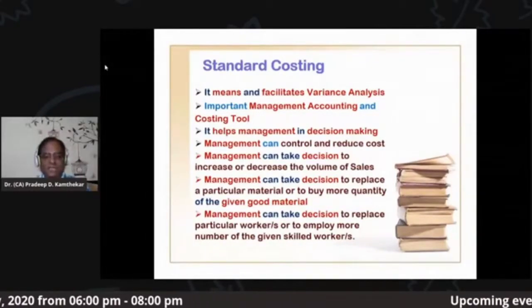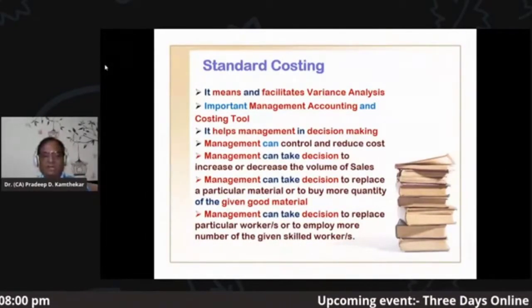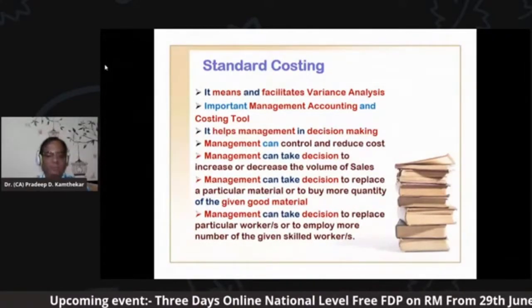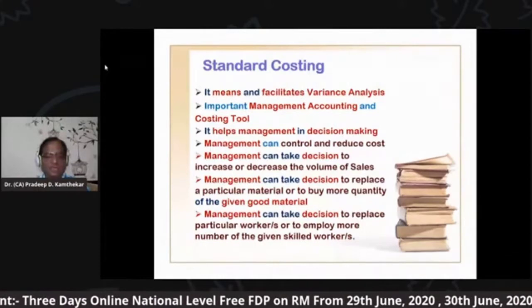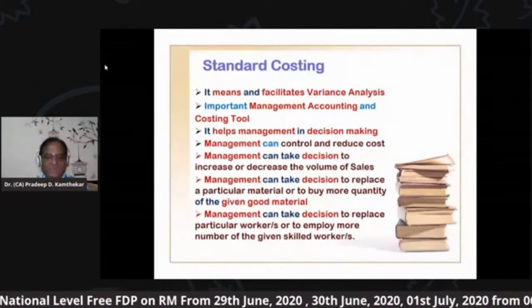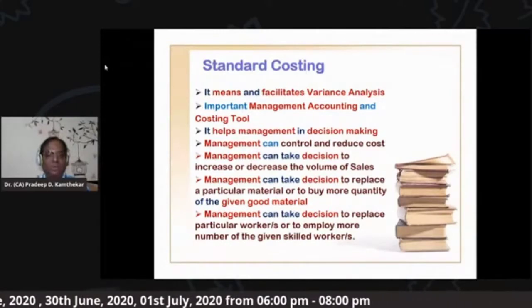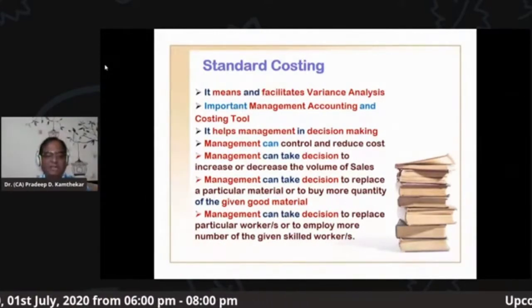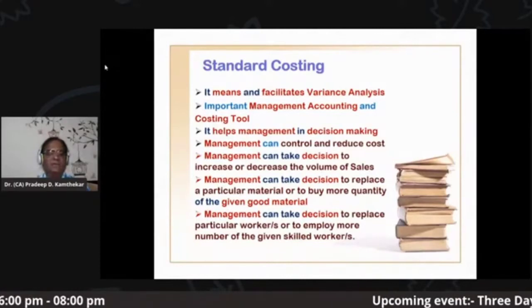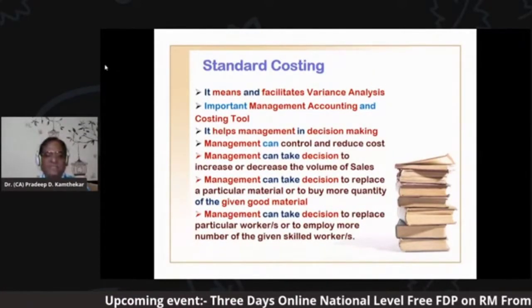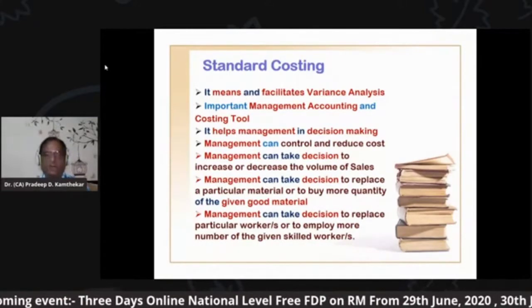Now, what is standard costing, what is the need and importance of standard costing in the business world, and how is it practiced? Everything we are going to study in this topic. First of all, standard costing means nothing but the analysis of variances. Variance means difference.